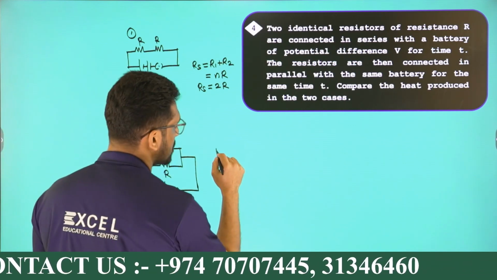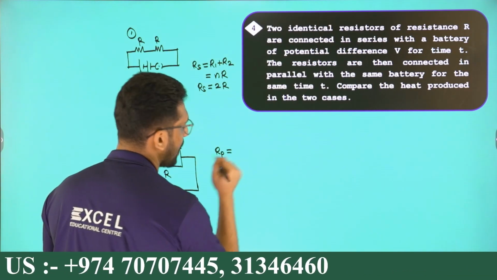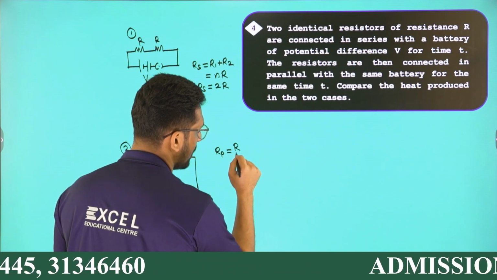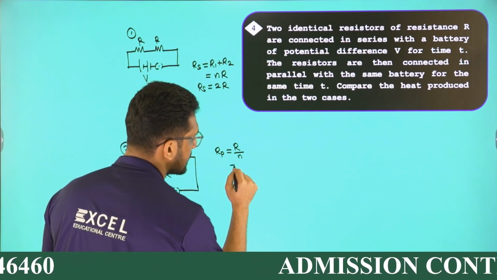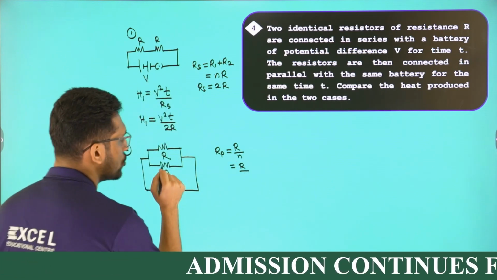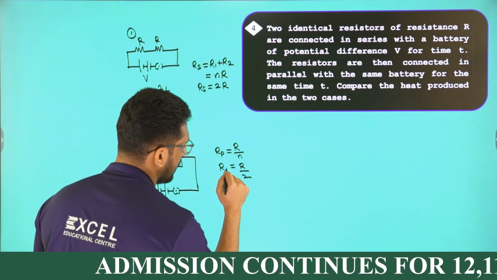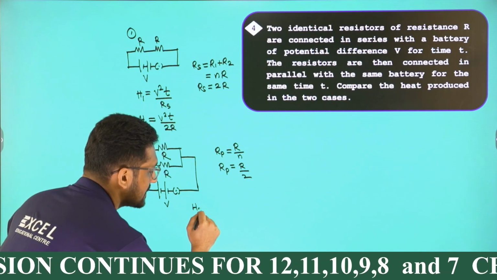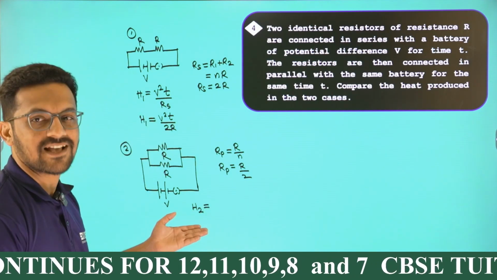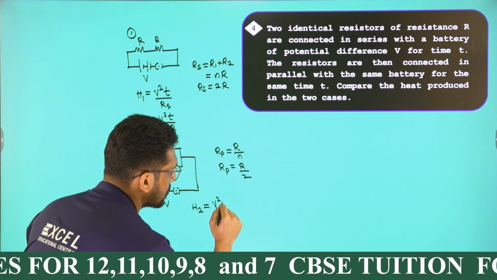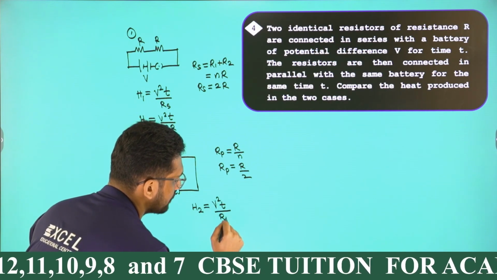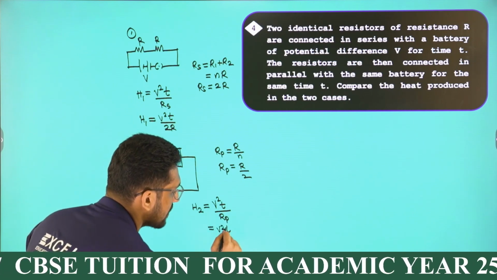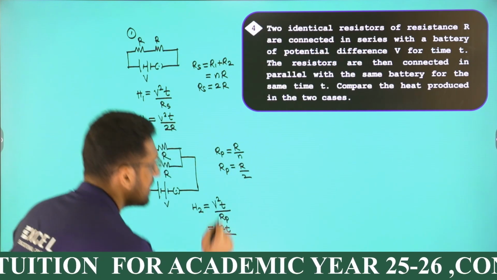How to find the effective resistance in parallel? If you have identical resistors in parallel, we have a simpler equation. That will be R by N. What is this? This is R by 2. That will be the effective resistance in parallel. What is the equation for heat? This is the second case, so I am taking it as H2. H2 will be V square t by Rp, the effective resistance in parallel. That is V square t divided by R by 2.